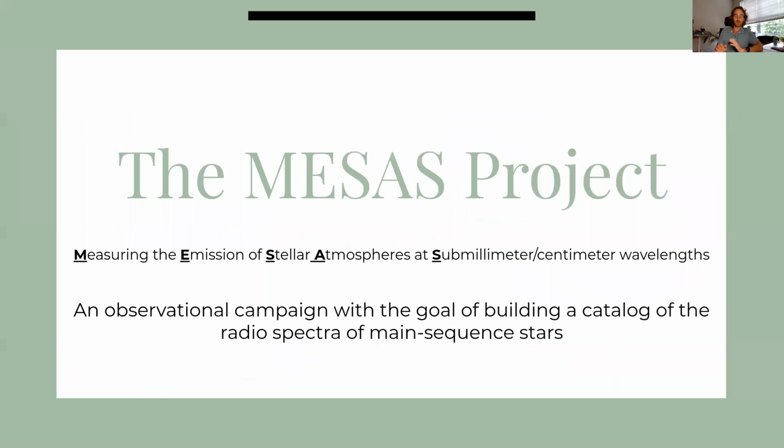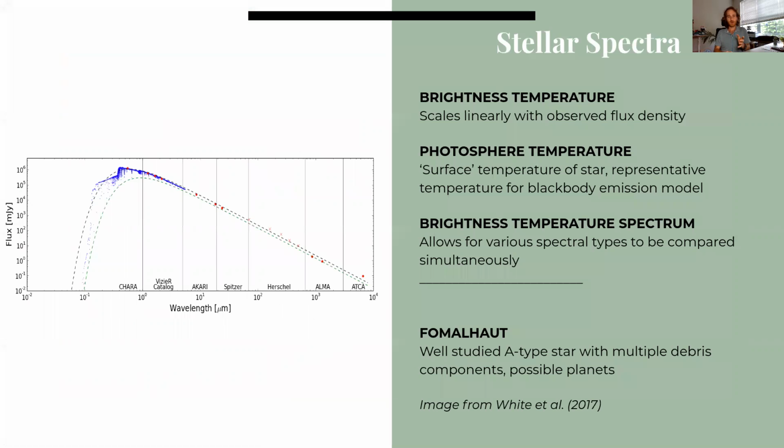So to sort of address this problem, I came up with the MESIS project. This stands for Measuring the Emission of Stellar Atmospheres at Submillimeter to Centimeter Wavelengths. And this is an observational campaign with the goal of building a catalog of radio spectra of main sequence stars. So let's talk about this a little bit more.